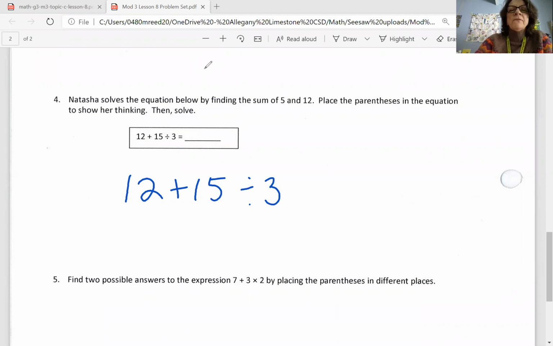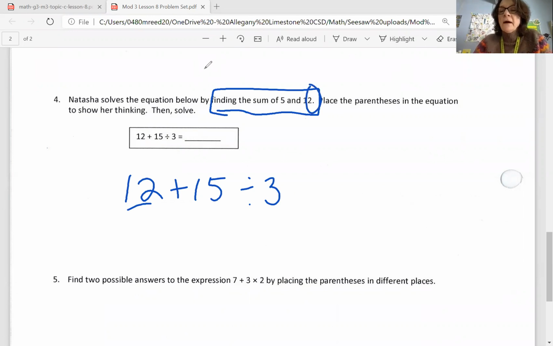She solves the equation by finding the sum of 5 and 12. Well, she wants to find the sum of 5 and 12. And when I look at my expression, I see 12 there. I think I already have one of the numbers. So I wonder if I put parentheses around 15 divided by 3, would I get my other number, which is 5? If you did your skip counting by 3 to get to 15, 3, 6, 9, 12, 15, sure enough, you get 5.